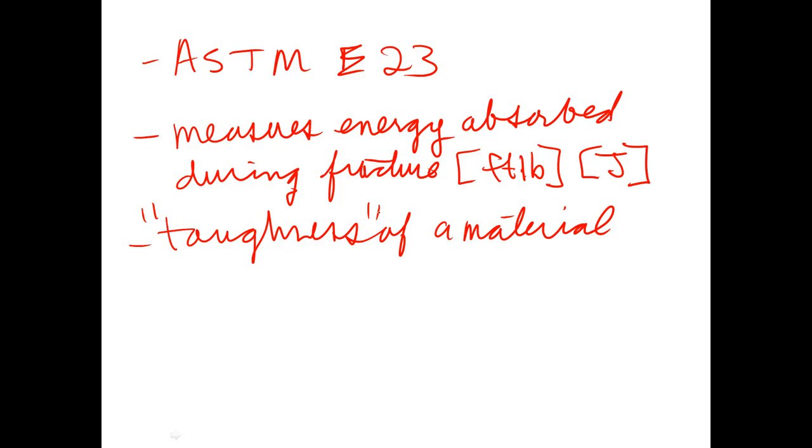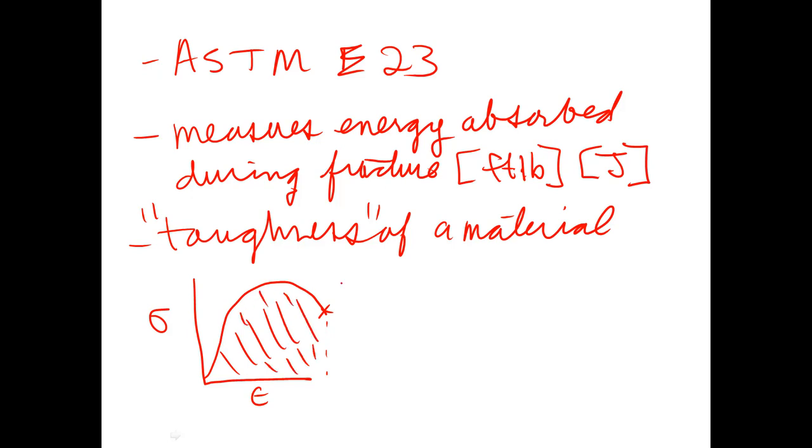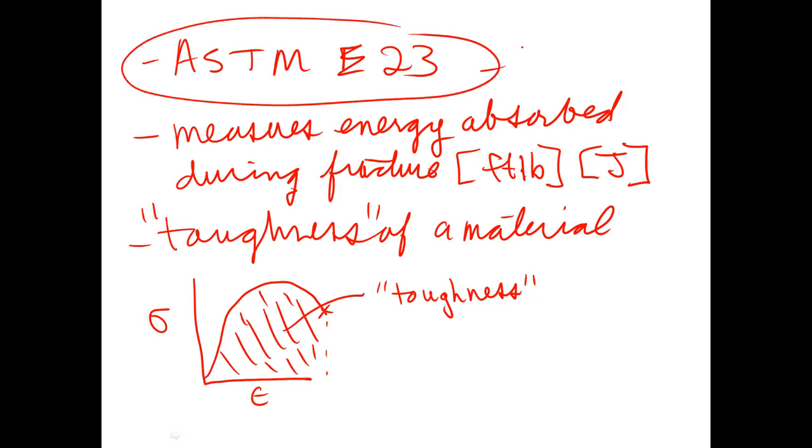Now, this is the second indication of toughness that we've talked about. The first was looking at the stress-strain curve. The integrated area under that curve was also an indication of toughness. So there are two ways we can measure toughness: one, this integrated area under the stress-strain curve, or more commonly, this Charpy impact test.